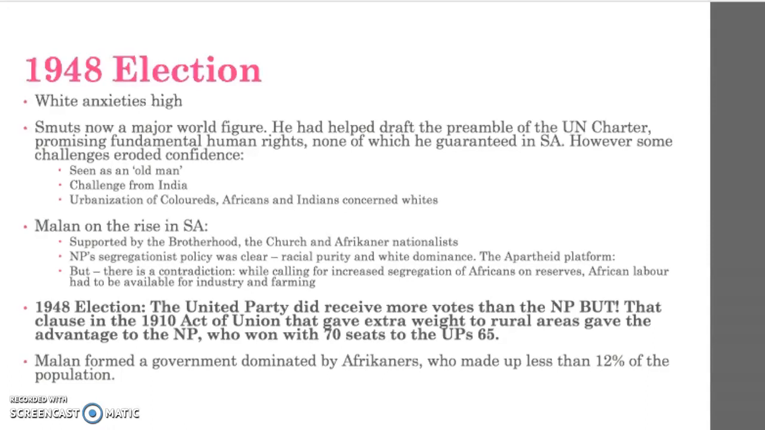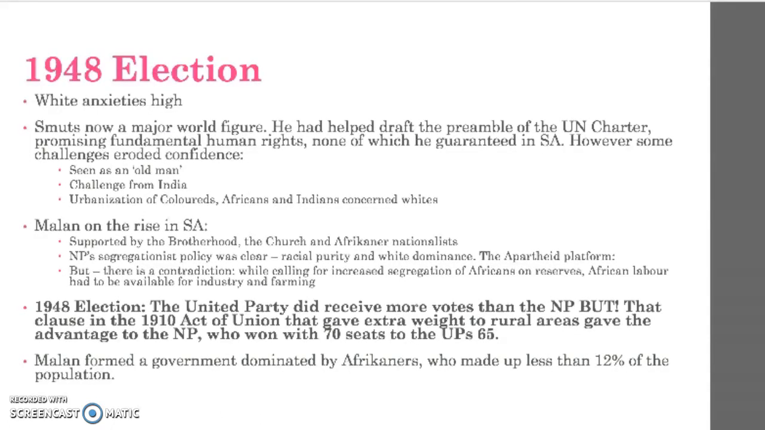Urbanization of coloureds, Africans and Indians is concerning the white community, growth of shanty towns, and white workers are fearing competition. Malan is on the rise in South Africa, supported by different Afrikaner groups, including the church, and their segregational policy is clear as opposed to Smuts's less clear United Party policy. Indians are declared to be permanent aliens. Africans will be temporary visitors to white areas and should be restricted to the reserves. Quotas on African migration to towns.